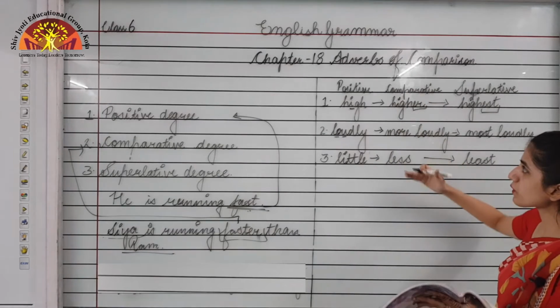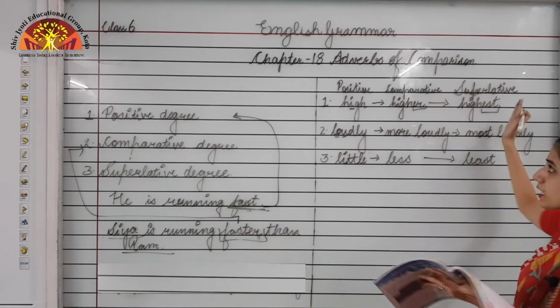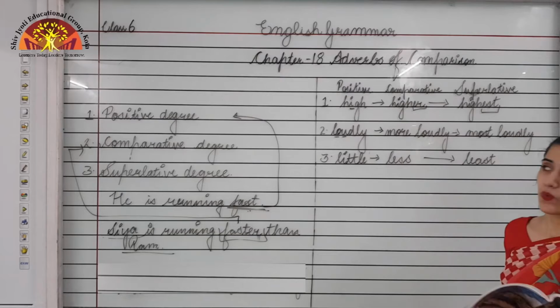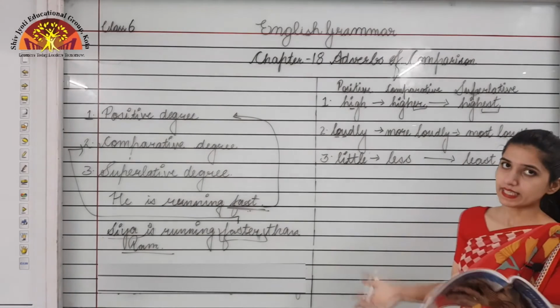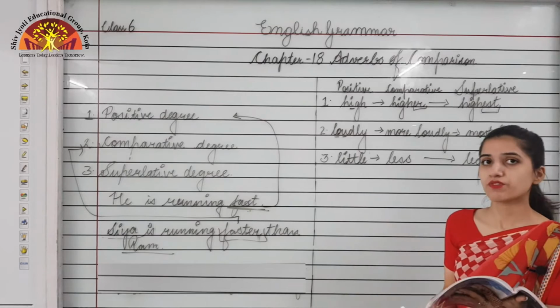So these are some of the ways to form the comparative and superlative degrees from the positive degree. In this way only you need to form the comparative and superlative degree. Now we will move to the exercise of this chapter.